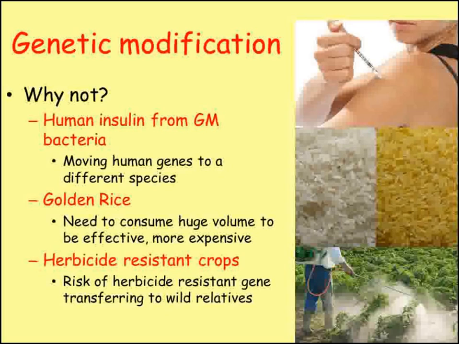Unfortunately, whilst all three of these uses of GM are positive, things are rarely that straightforward. There are ethical considerations in moving genes from one species to another, particularly when the genes are human. Golden rice is more expensive than normal rice, which makes it inaccessible to the poorest people who are those most in need. You also need to consume a large volume of the rice to be able to produce high enough levels of vitamin D. With the herbicide-resistant crops, there's a risk of the gene for resistance getting into wild populations and producing superweeds that cannot be treated by the herbicide.